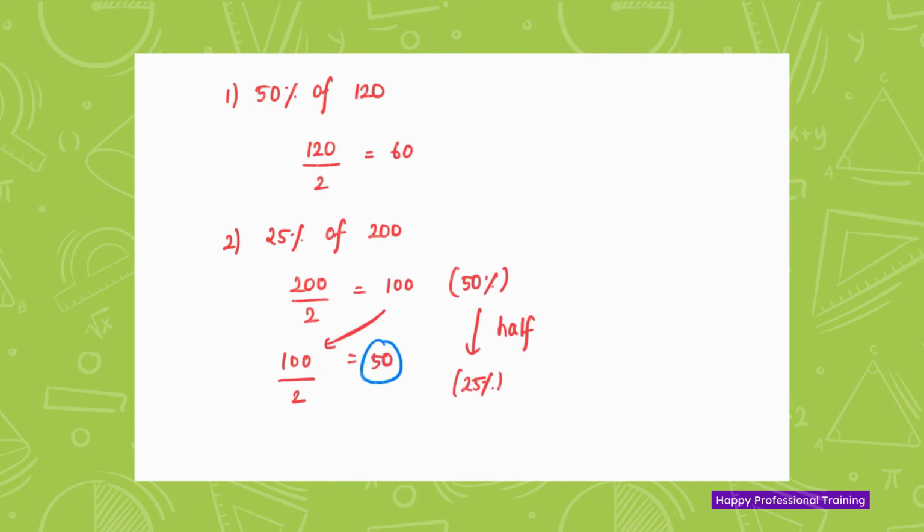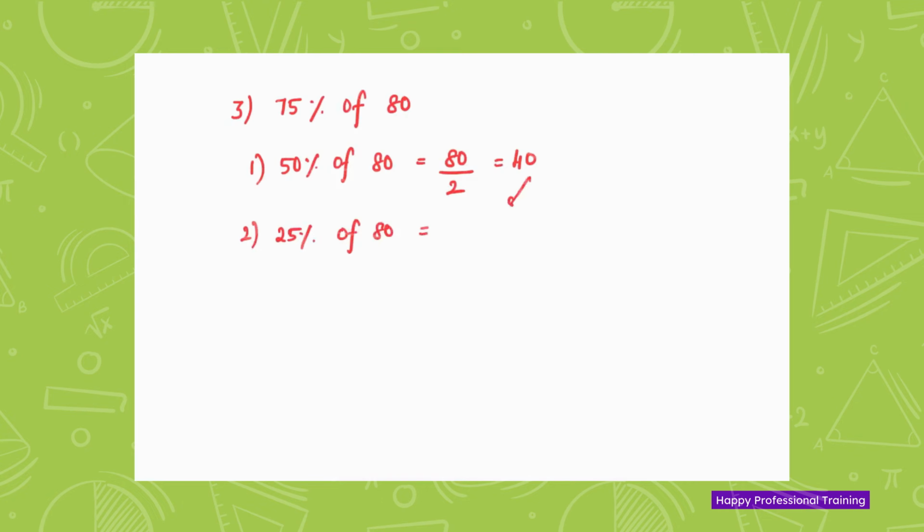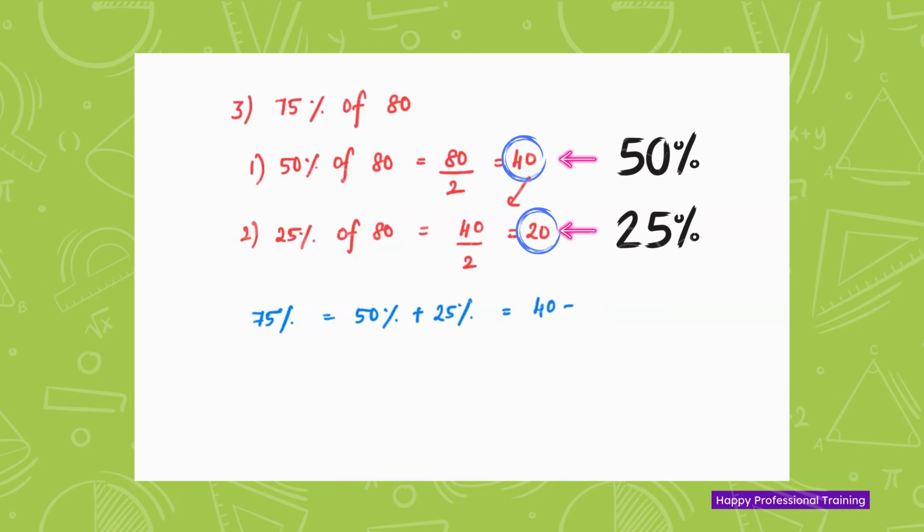Did you get that? Next, let's try 75% of 80. To solve this, I'm going to first identify 50% of 80. What is 50% of 80? 80 by 2, which is equal to 40. Now, half of it is 25%. What is 25% of 80? It should be 40 divided by 2, which is equal to 20. Now, to calculate 75%, I just have to add 50% plus 25%. In this case, it's 40 plus 20, which is equal to 60.